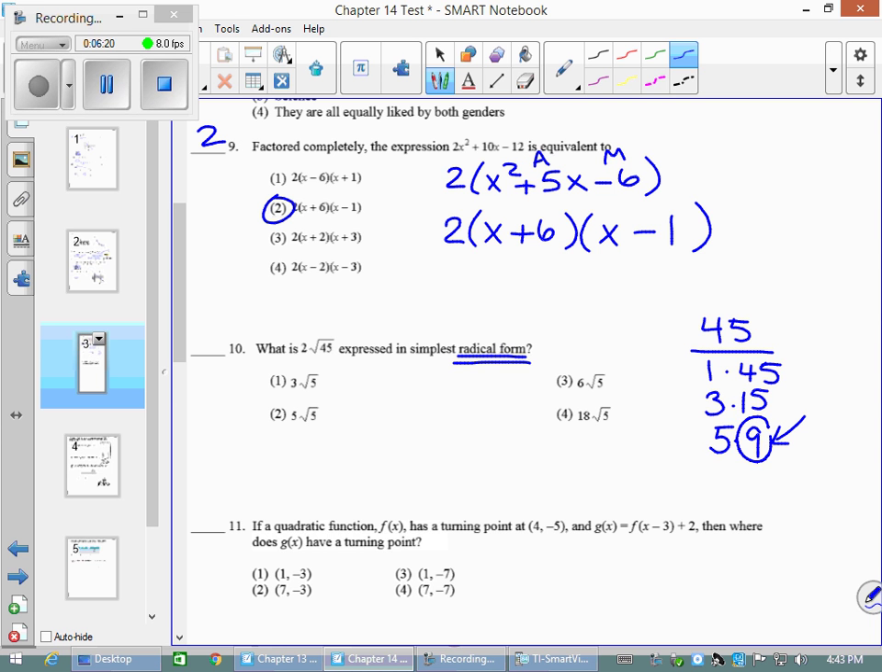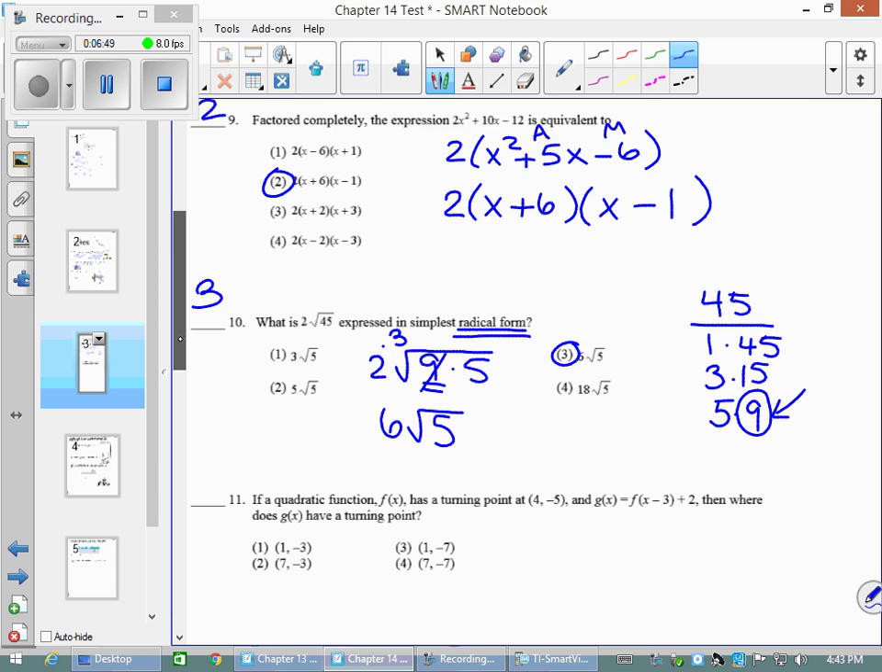So when I break open 45 into the 2 factors, I'm saying 9 times 5 is the same as 45. But because 9 is a perfect square, it's going to come out of the radical as a 3, since 3 times 3 is 9. Now, because there was a coefficient of 2 in front of my radical, 2 times 3 is going to give me 6, and I'm left with 6 times the square root of 5, choice 3.